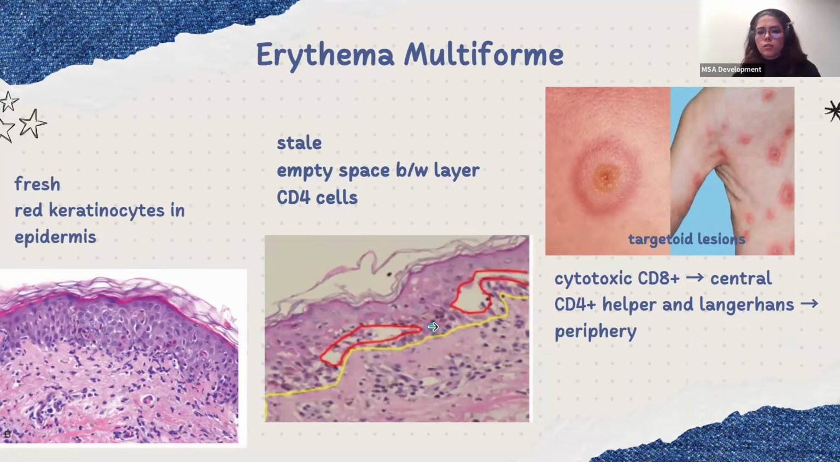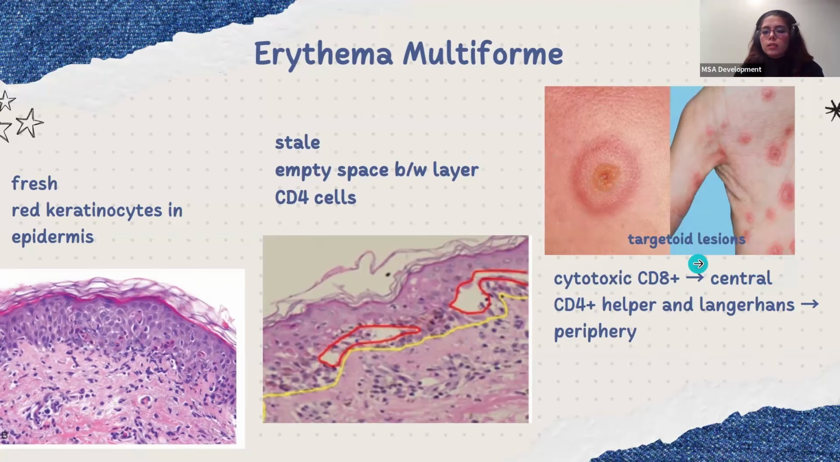It's vacuolization. Okay, so it's tiny vacuoles right above the basement membrane. Okay, and they have CD4 cells. Targetoid lesions. Okay, cytotoxic CD8 is in the center. The reason I remember it is that the 8 is 2 circles. Okay, and the center is made of a circle. So there are 2 circles. CD4 is in the periphery. Okay, so 4 and periphery. Okay, CD4 plus helper T cells and Langerhans cells as well.